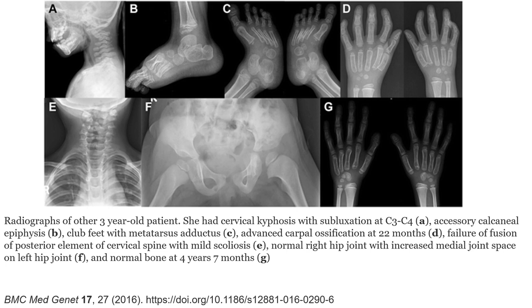Advanced carpal ossification at 22 months. Failure of fusion of the posterior element of the cervical spine. Normal right hip joint with increased joint space of the left hip joint. And normal bone age at 4 years, 7 months.